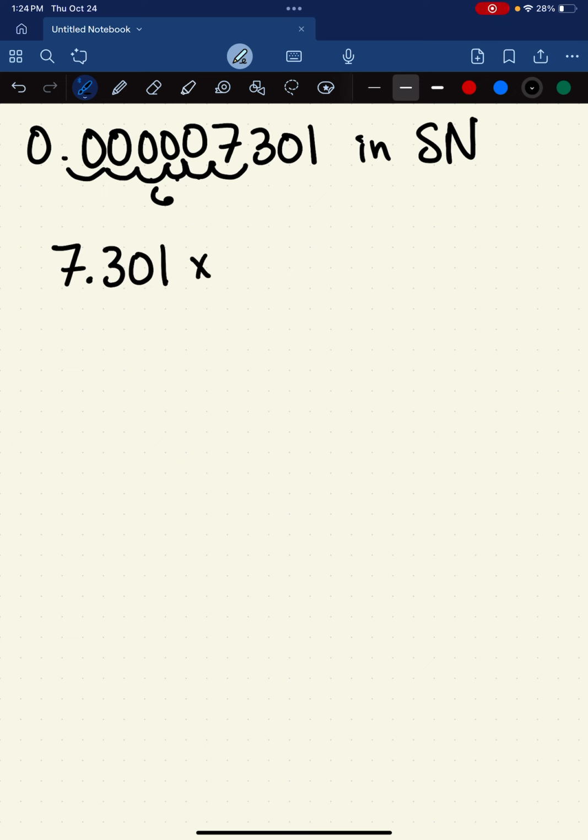So we take 7.301 times 10, and since this is a decimal, it's going to be to the power of negative that number we counted. Not that it's a decimal, but that there's nothing to the left of the decimal point. If everything's on the right of the decimal point, this is going to be negative.